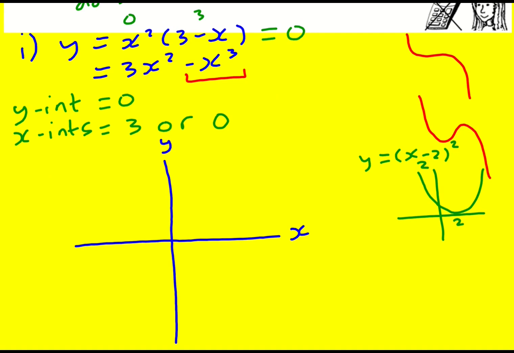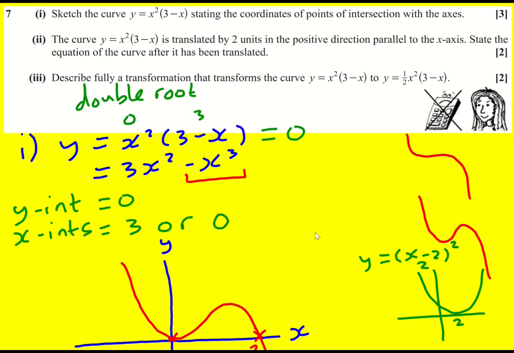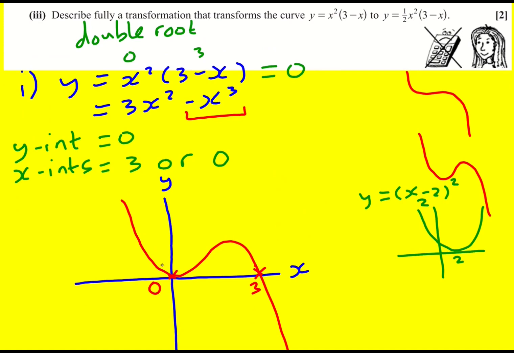There we go. I know it's going to go through 0. I know it's going to go through 3. I'll just add that in a minute. Let's have it coming down. Just touches, goes back up, and then back down. And I'll put that in as 3. So that is our cubic function. And we've stated the coordinates of points of intersection. Maybe I should just put 0 there. Yeah, technically, let's write in (3, 0) and (0, 0), just to make it extra clear.